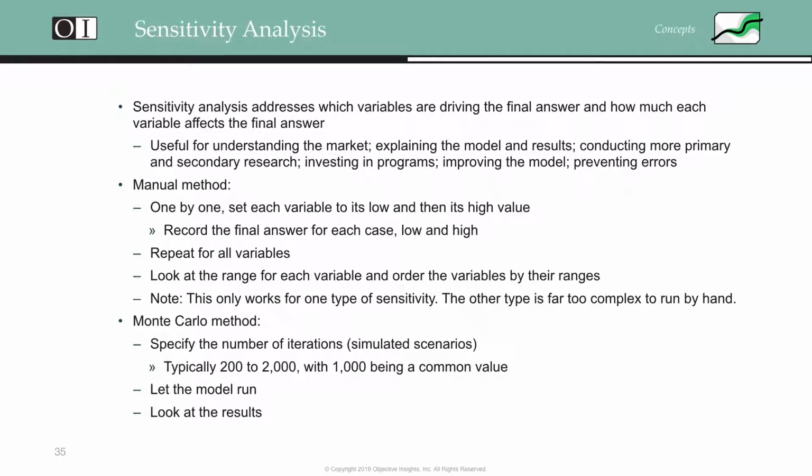There are two types of sensitivity that we like to run in a forecast model. One is where every variable is changing at the same time, and then the other one is where each variable just changes from its high value to its low value one at a time. And you could do this manually, so you could take the first variable, put it at its low value, record the answer, put it at its high value, record the answer. And you could repeat this for all the variables, but it would take a long time. Within a Monte Carlo simulation, this happens as just part of the process as the model is run.